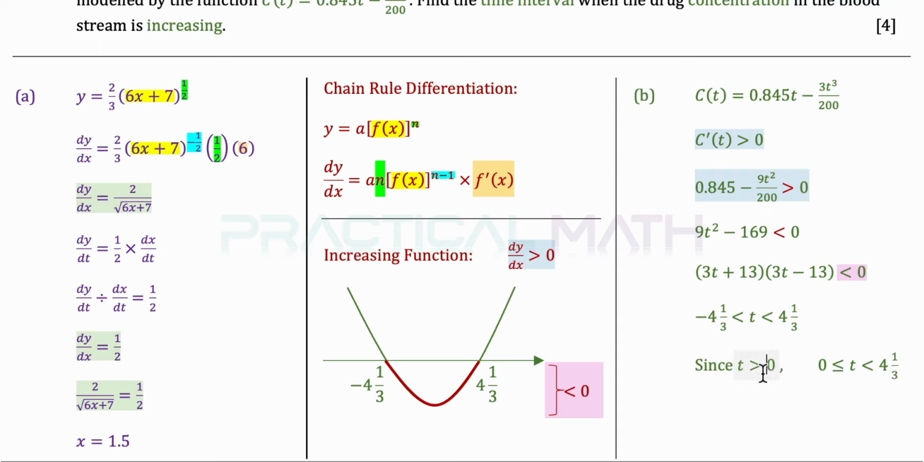So t must be more than or equal to 0. Therefore, t is in between 0 inclusive to less than 4 and 1/3 like this. And that's the answer for part B.